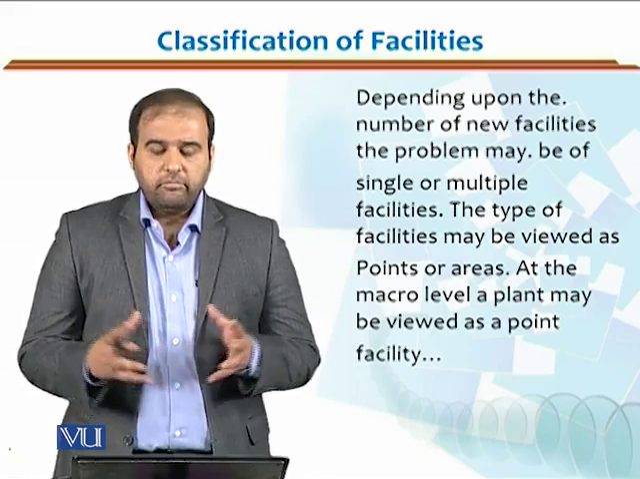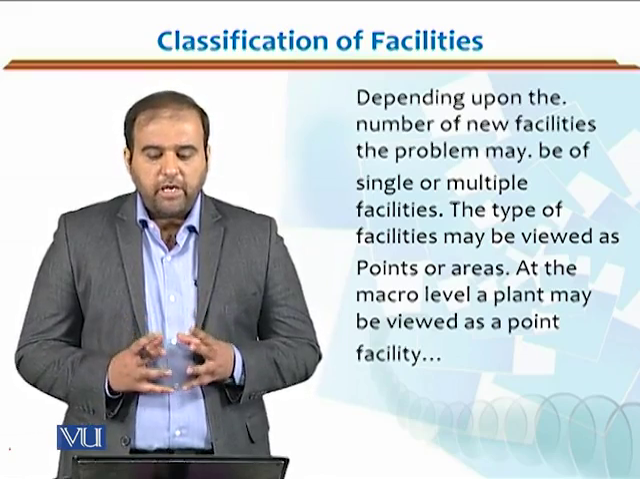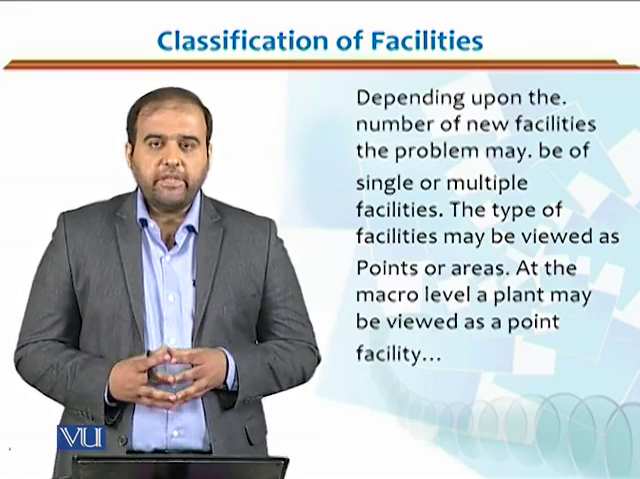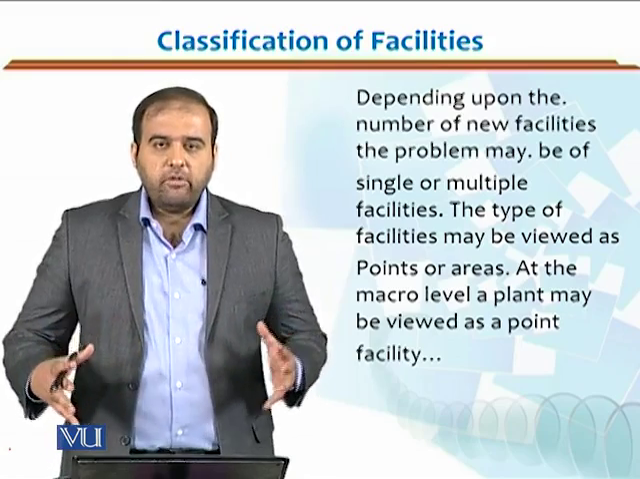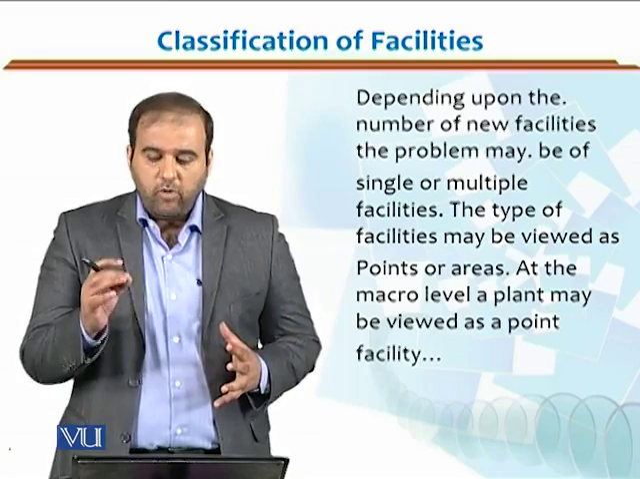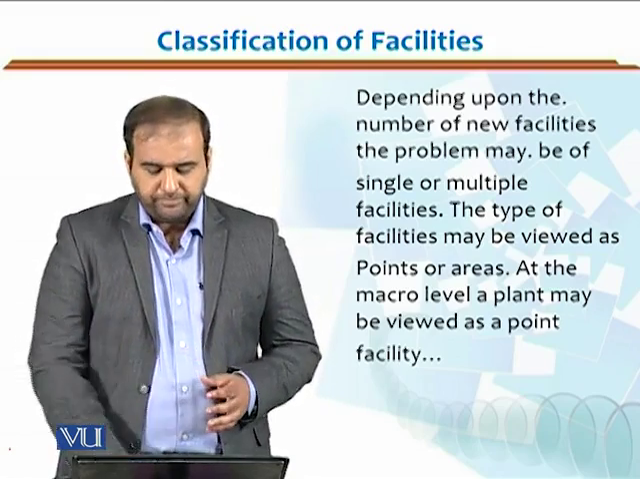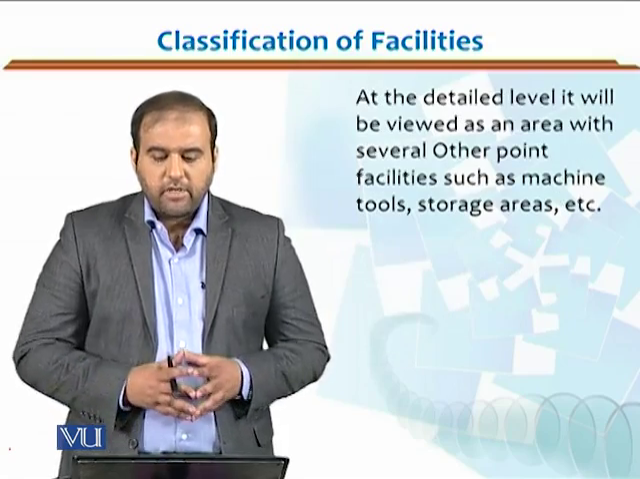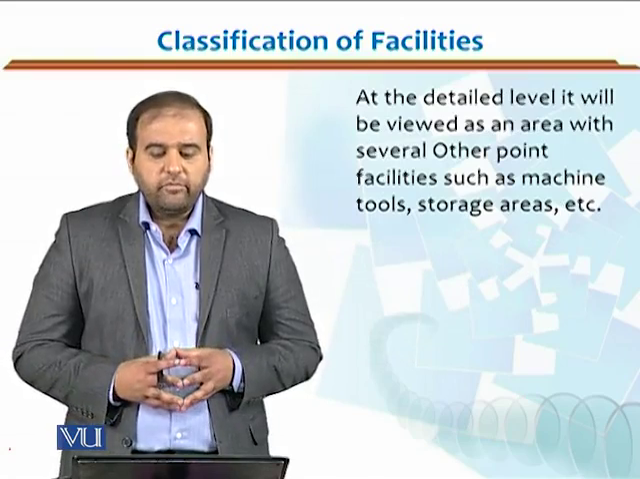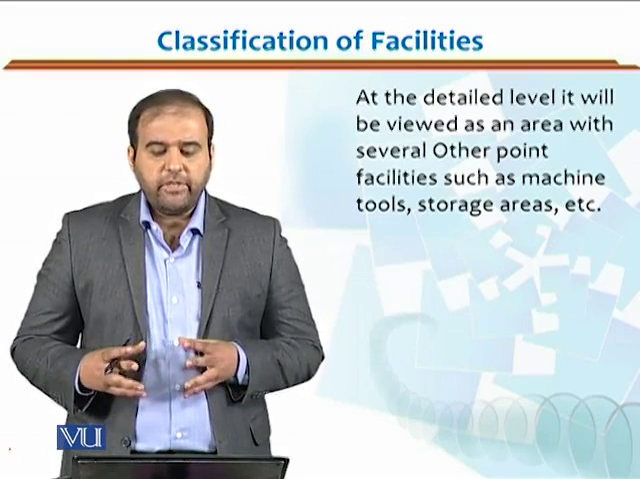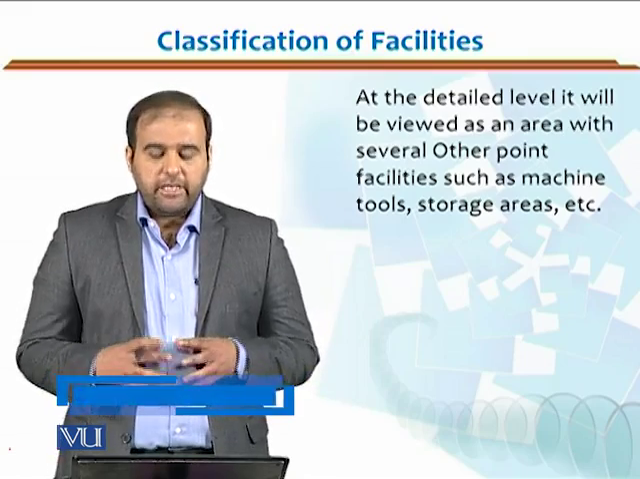total supply chain. At the macro level, a plant may be viewed as a point facility. That means for the whole mapping of your supply chain, one plant might just be a point in that map. At the detailed level, it will be viewed as an area with several other points, facilities such as machine tools, storage areas, etc.